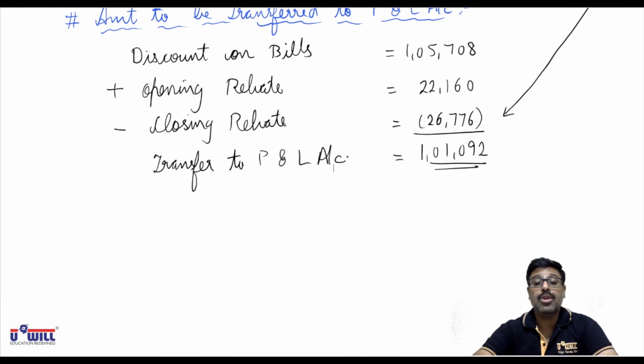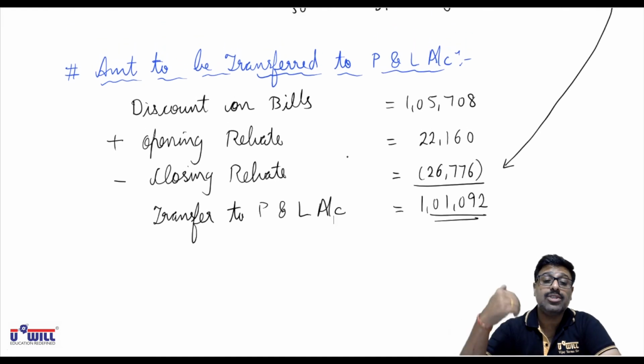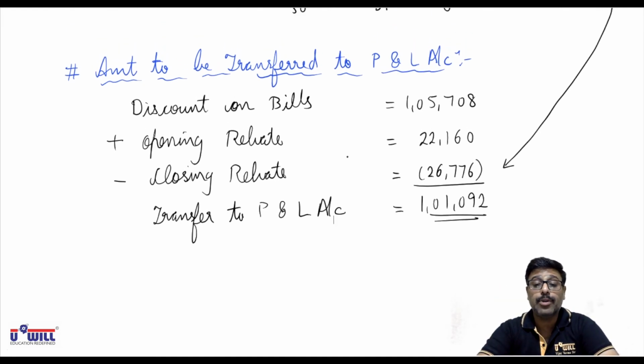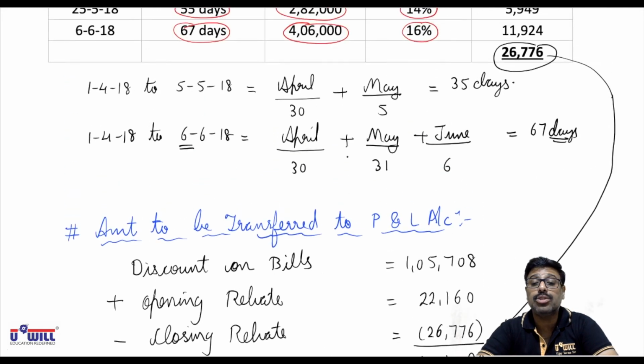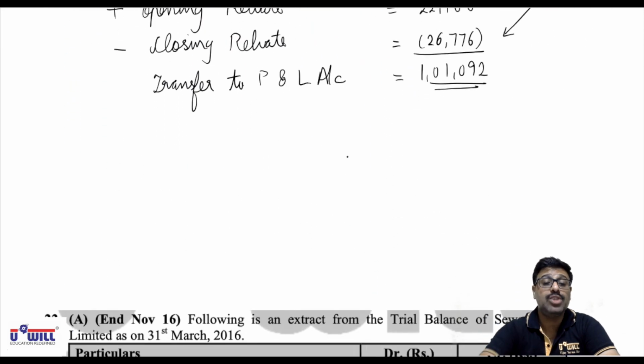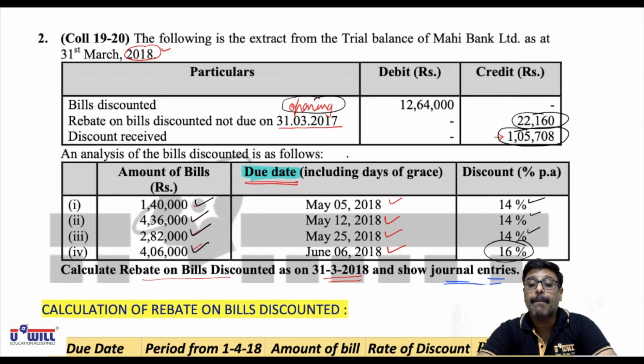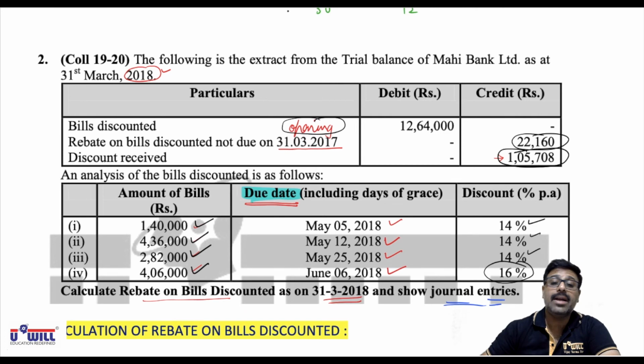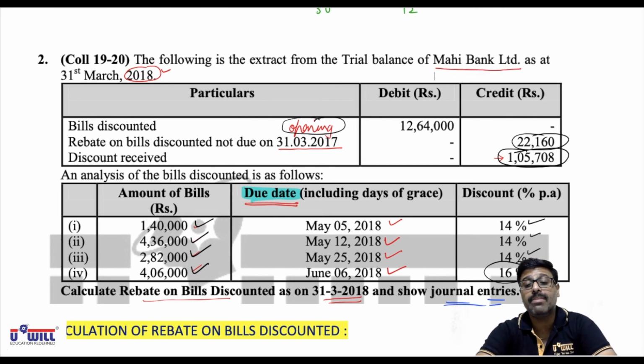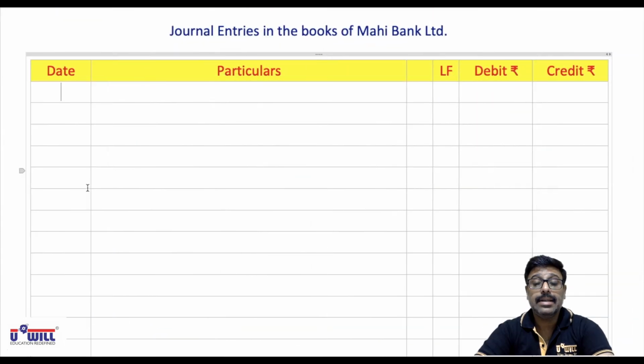Maybe you are not asked journal entries in the exams and you are asked only the amount to be transferred to P&L account, then only these calculations are to be done. But here journal entries are also asked, so make the format of journal. Everyone give the heading journal entries in the books of Mahi Bank Limited and make a normal format of journal entry. Pause the video and make the formats. Everyone do it fast. I hope all have done the formats of journal entries in the books of Mahi Bank Limited.